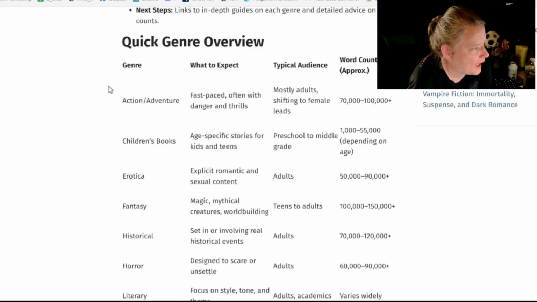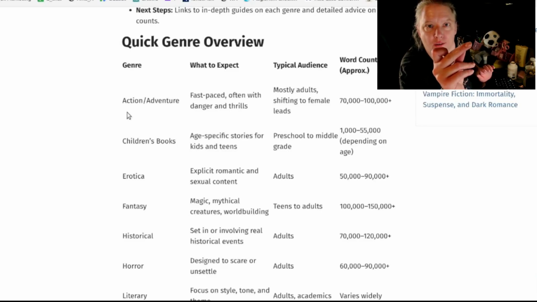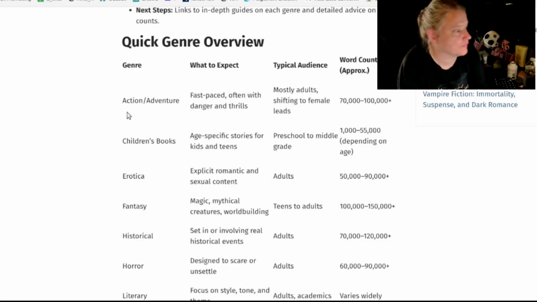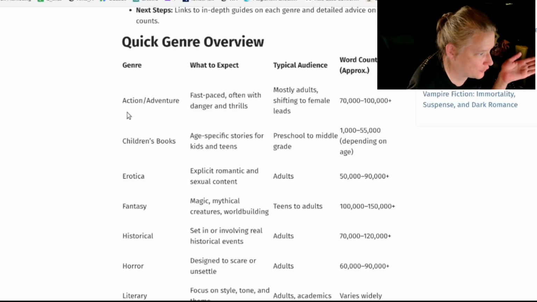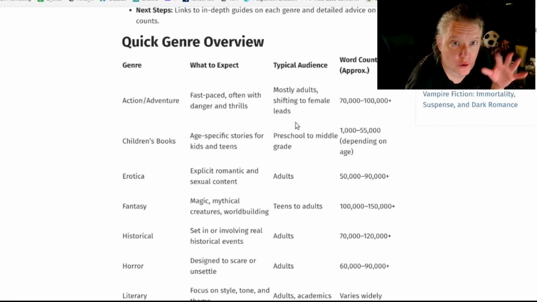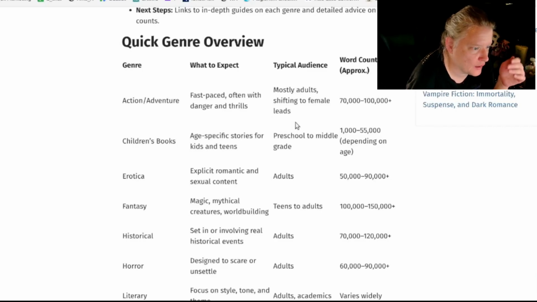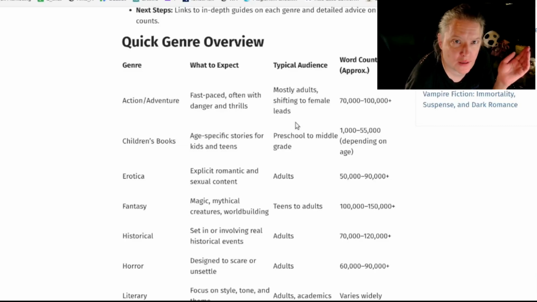Right at the top of this, we have a quick genre overview. If you need to know fast what it is, here it is on my page, Novel Classifications and Word Counts, stacycarroll.org. So we've got action adventure. Fast-paced, often with danger and thrills. The typical audience is mostly adults, shifting to female leads. Word count usually ranges between 70 and 100,000 words.